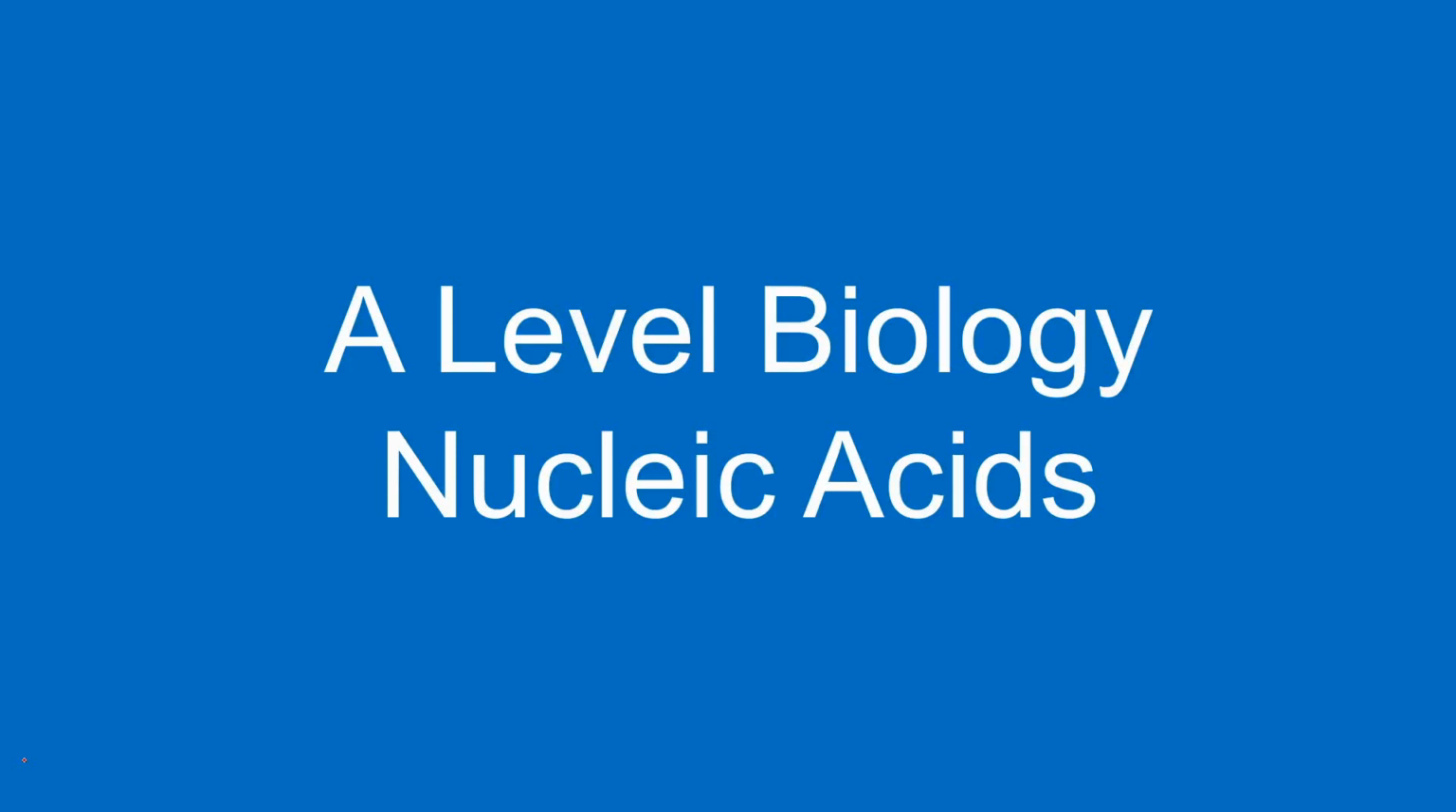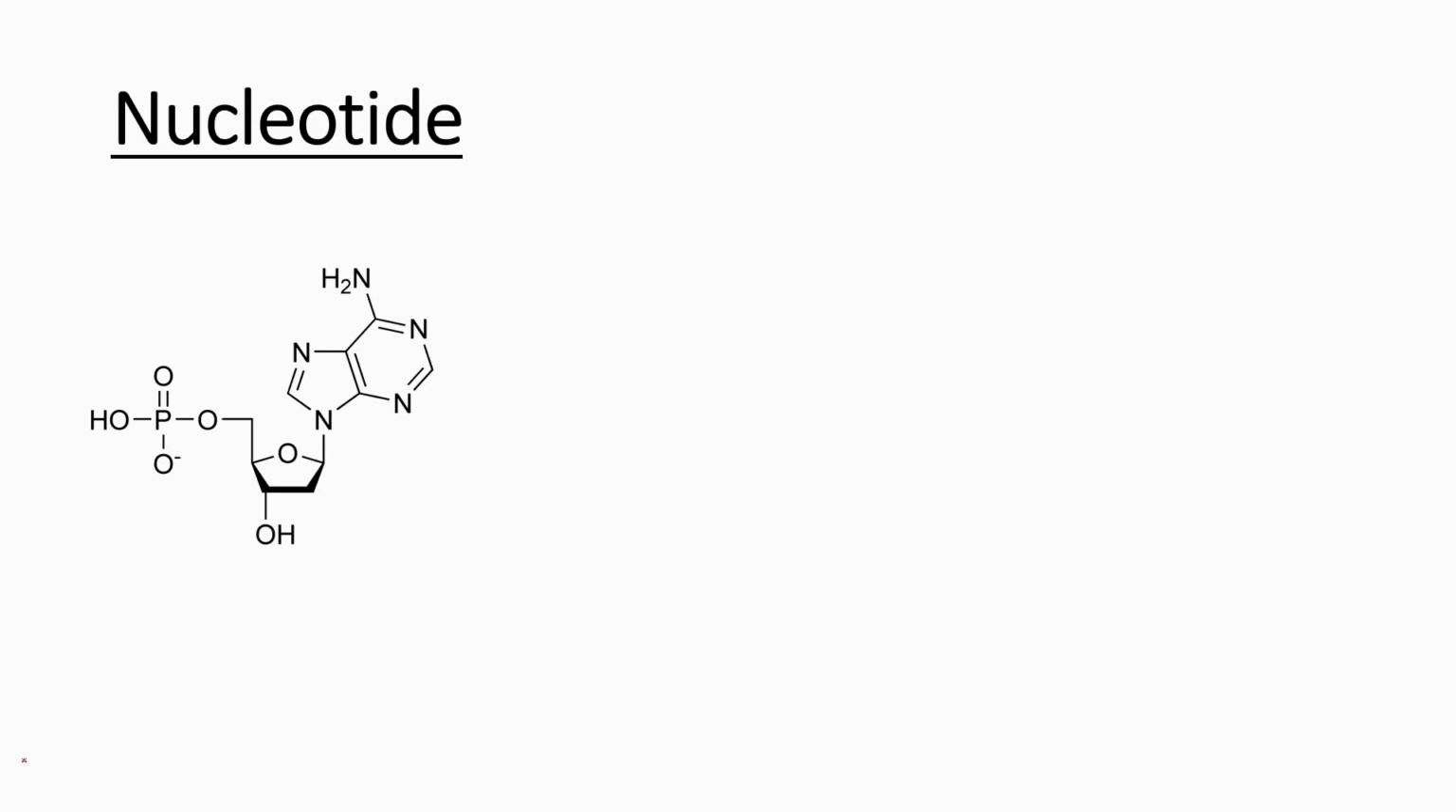Welcome to this video where I look at nucleic acids including DNA and RNA. Let's first look at the structure of a nucleotide. This is the simplest repeating unit which makes up the DNA and RNA polymers.